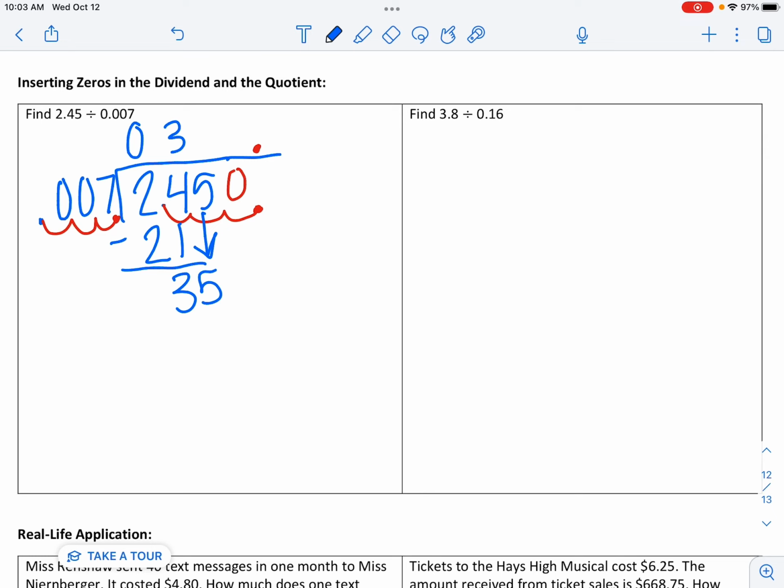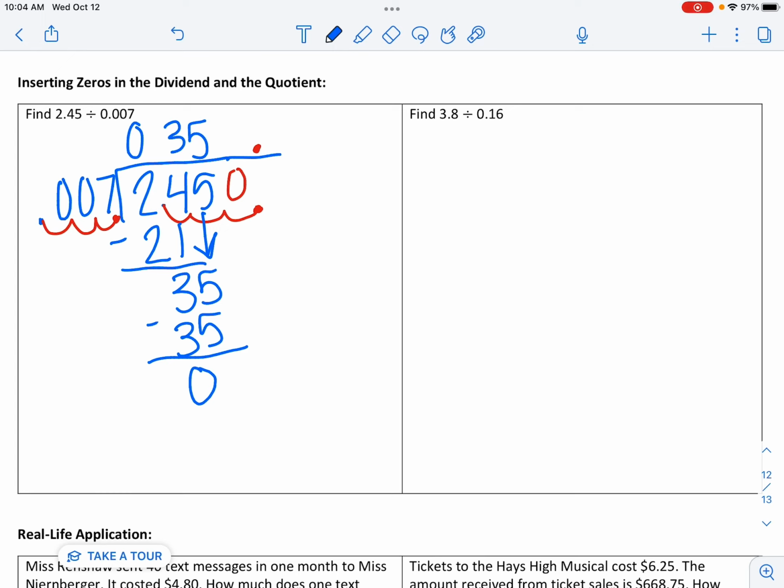7 goes into 35. How many times? Goes in 5 times, so my 5 goes above that other 5. 7 times 5 is 35. And we get 0. But this does not mean we're done because we're missing this space right here. We need a number to go there.